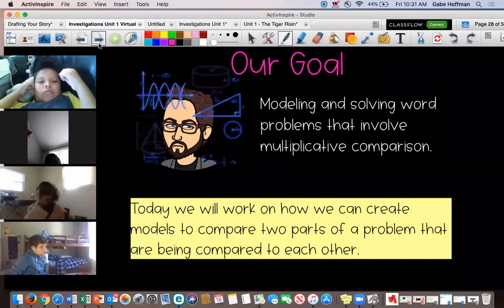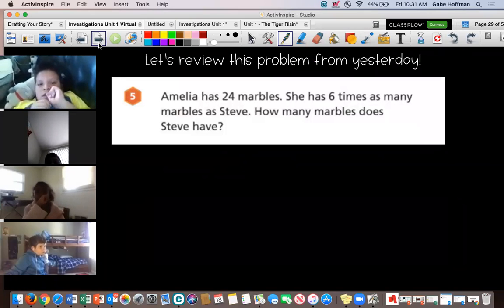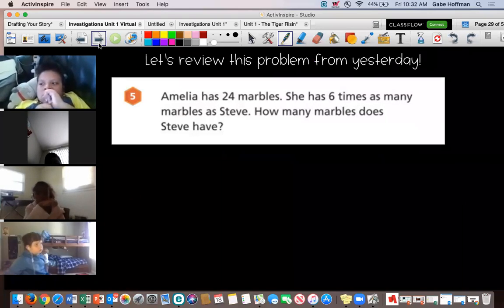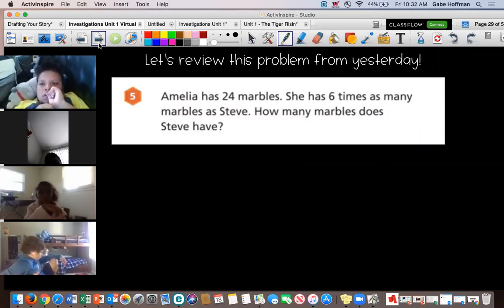So I want to take a quick look at number 5. This was one of the options you could do yesterday, and it's a pretty challenging one. Eric, that girl's name is Amelia. Can you read the problem about Amelia? Please and thank you, Eric. Amelia has 24 marbles. She has 6 times as many marbles as Steve. How many marbles does Steve have? Thank you, sir. So this is where it becomes really important to understand how to make our models and our drawings to help us really understand how to find answers.